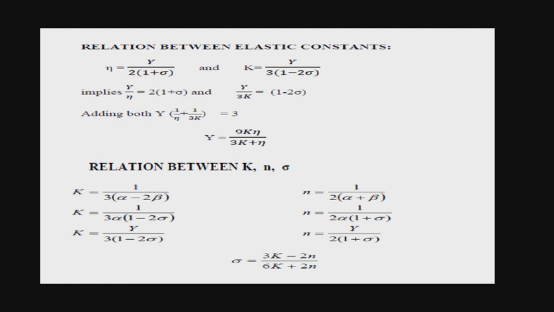So, rearrange these formulas, that is sigma is equal to 3K minus 2 eta divided by 6K plus 2 eta. You can directly write this derivation. Answer: sigma is equal to 3K minus 2 eta divided by 6K plus 2 eta, because this is a 3 or 2 marks question. No need to explain it.